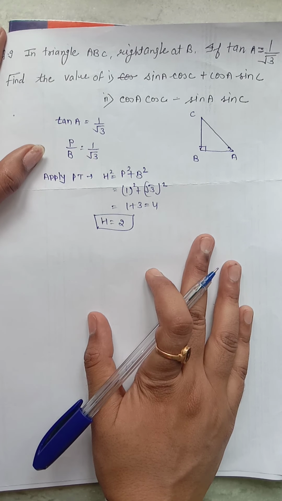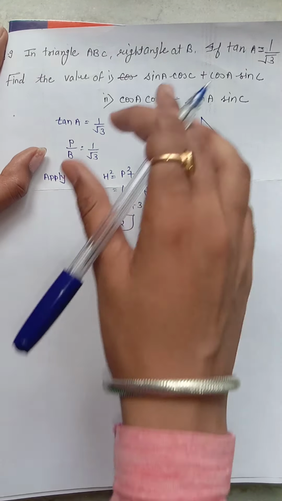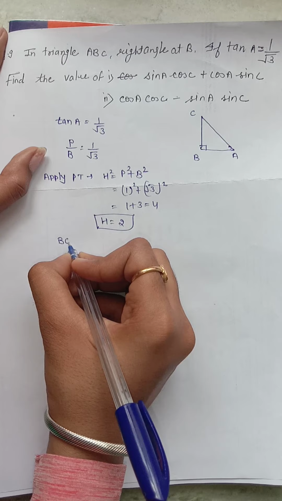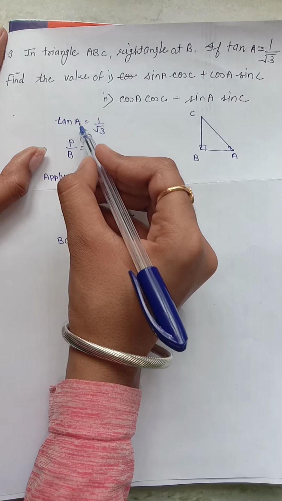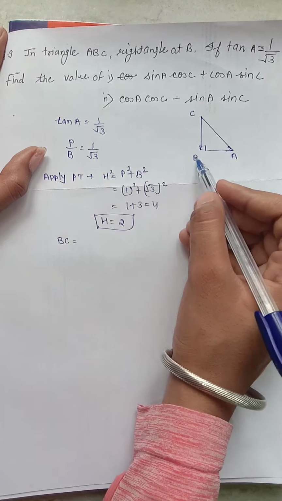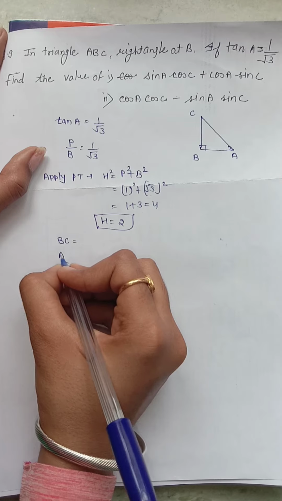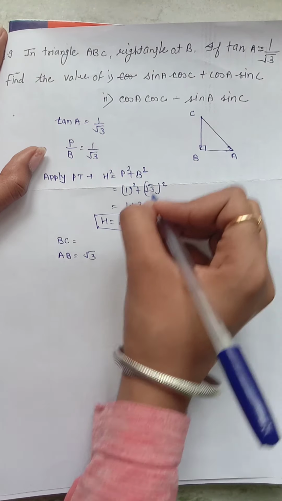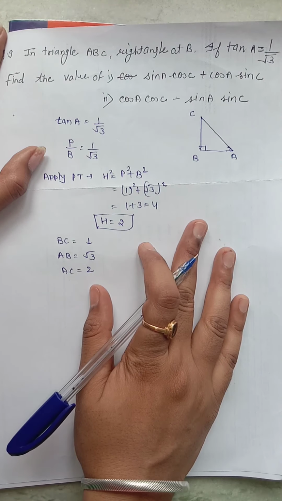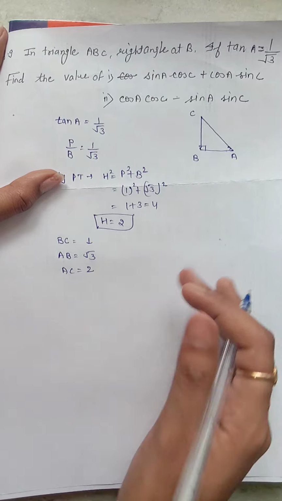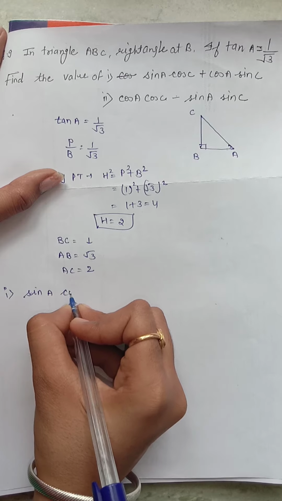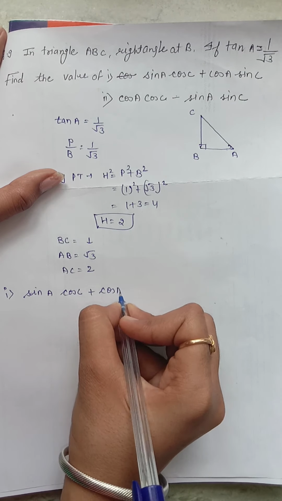Now you have to find the values and you can find them very clearly. For tan A given, AB is the base, so the base is root 3. That means AB is root 3, BC is 1 and AC is 2. Now you have to find the values. So put sin A cos C plus cos A sin C.